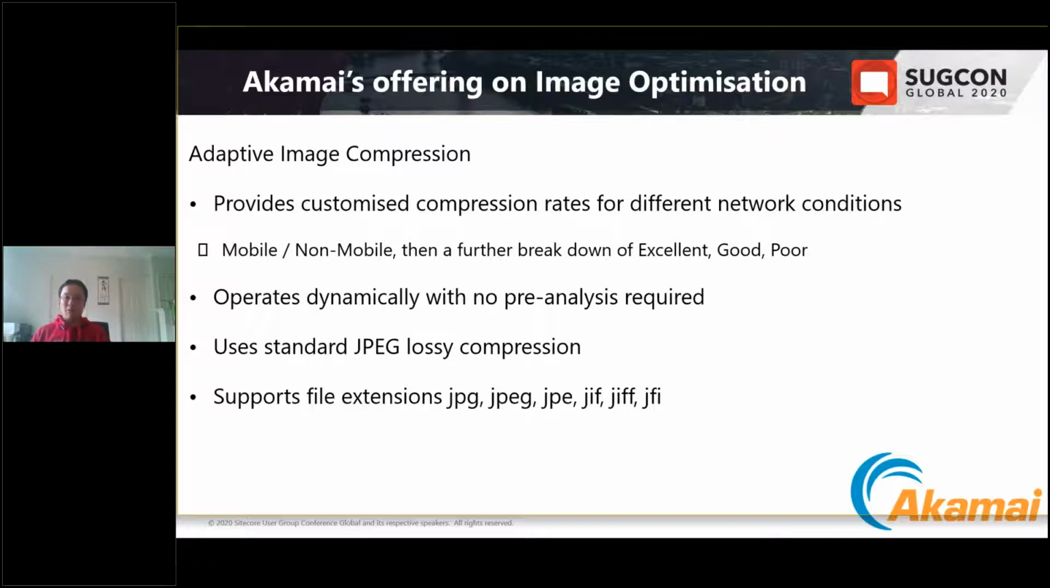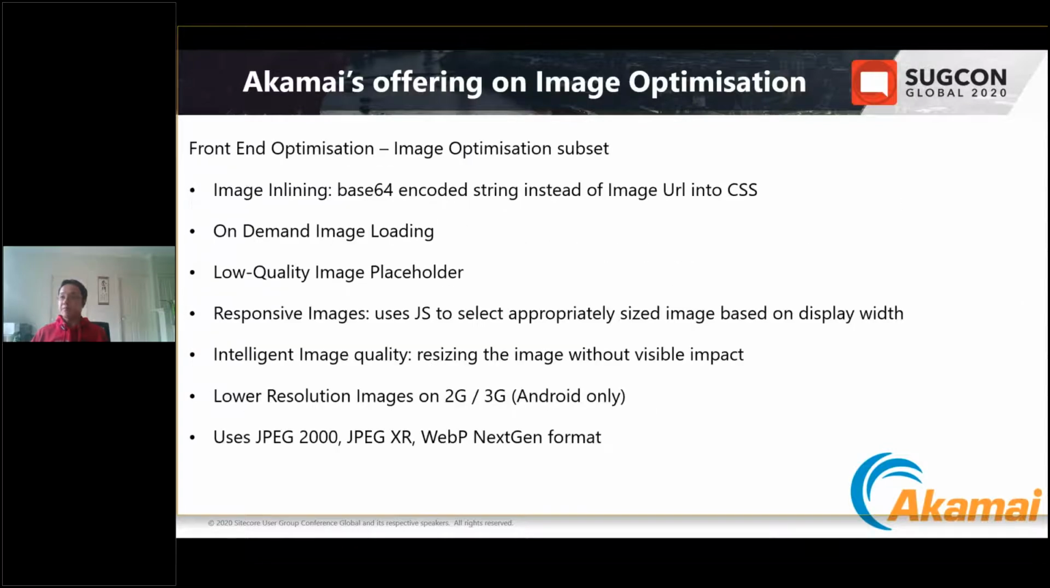So even people on a poor connection can see an image at a relatively good speed, except they will lose quality, obviously. It operates dynamically without any pre-analysis required. It just looks at the network speed, and that's it. It uses standard JPEG lossy compression and only supports JPEG files as well.